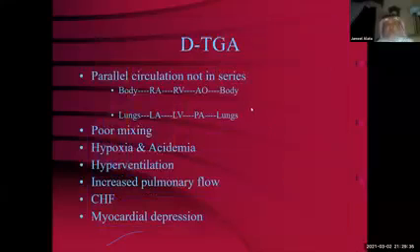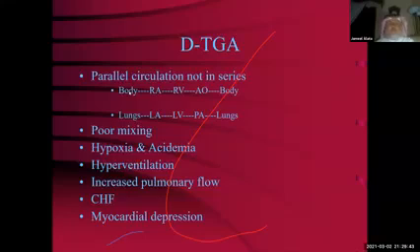Let's go over it one by one. So as we said, parallel circulation, not in series. Go over it again. It's venous blood coming from the body to the right atrium, to the RV, to the aorta, to the body, and back. So one parallel circulation that just goes on and on. The lungs give the blood to the left atrium, to the left ventricle, to the pulmonary arteries, and back to the lung.